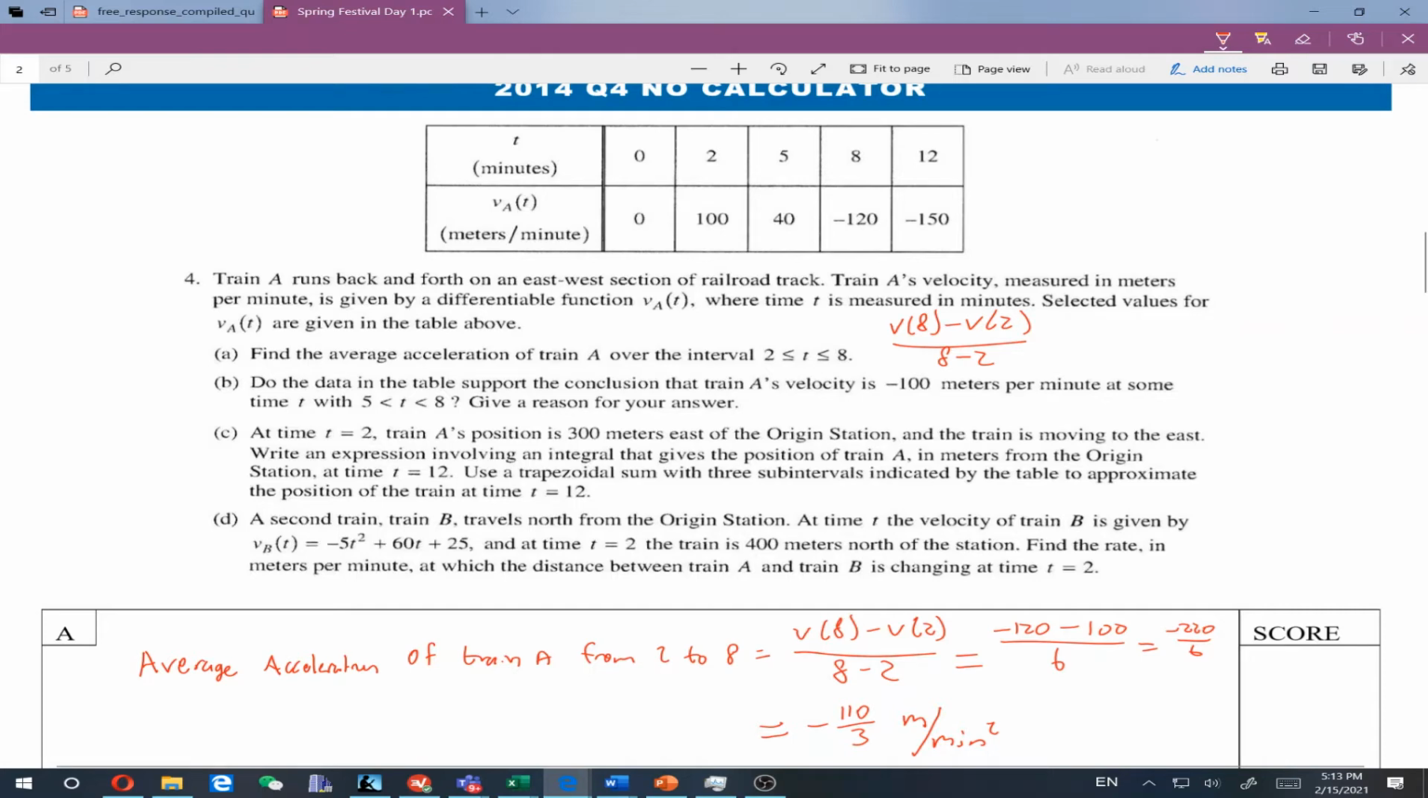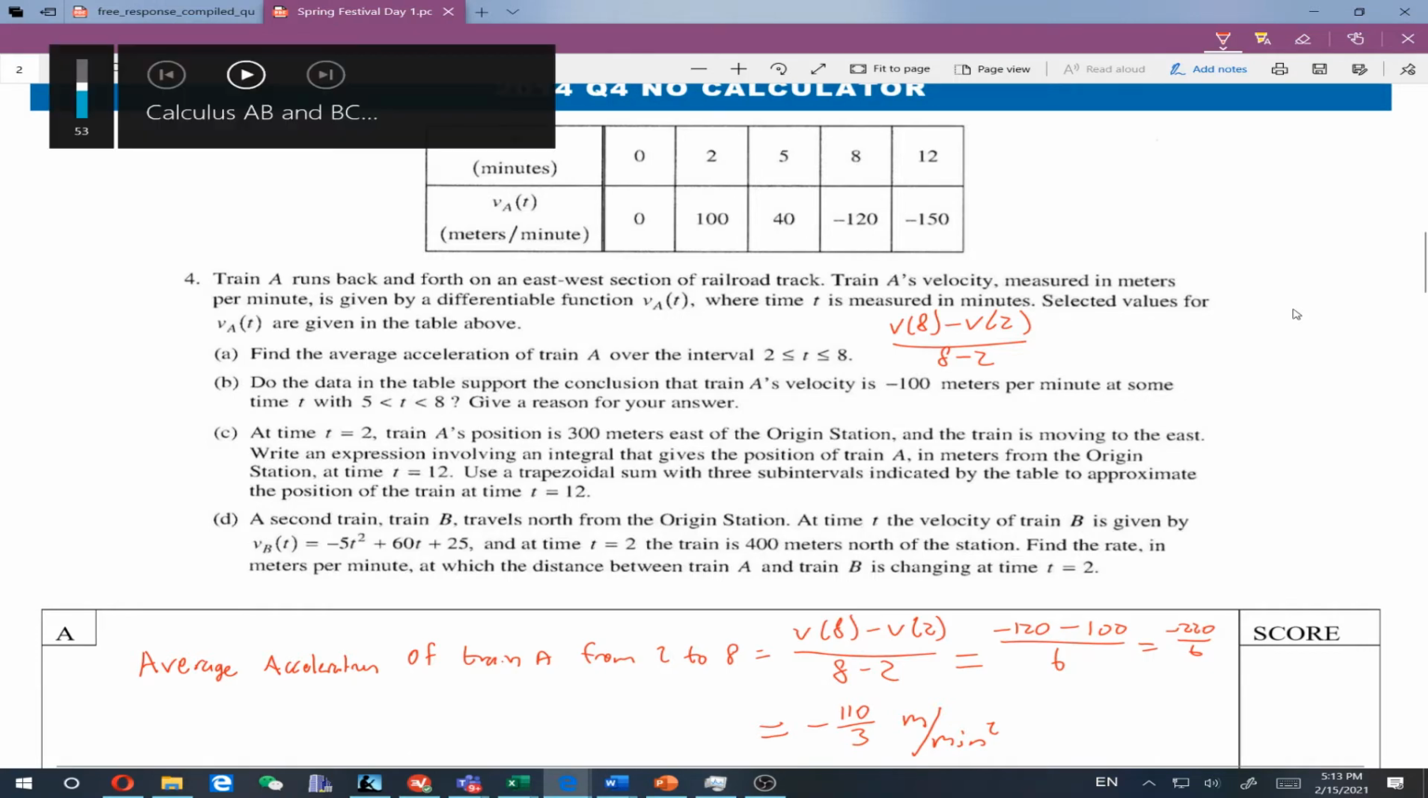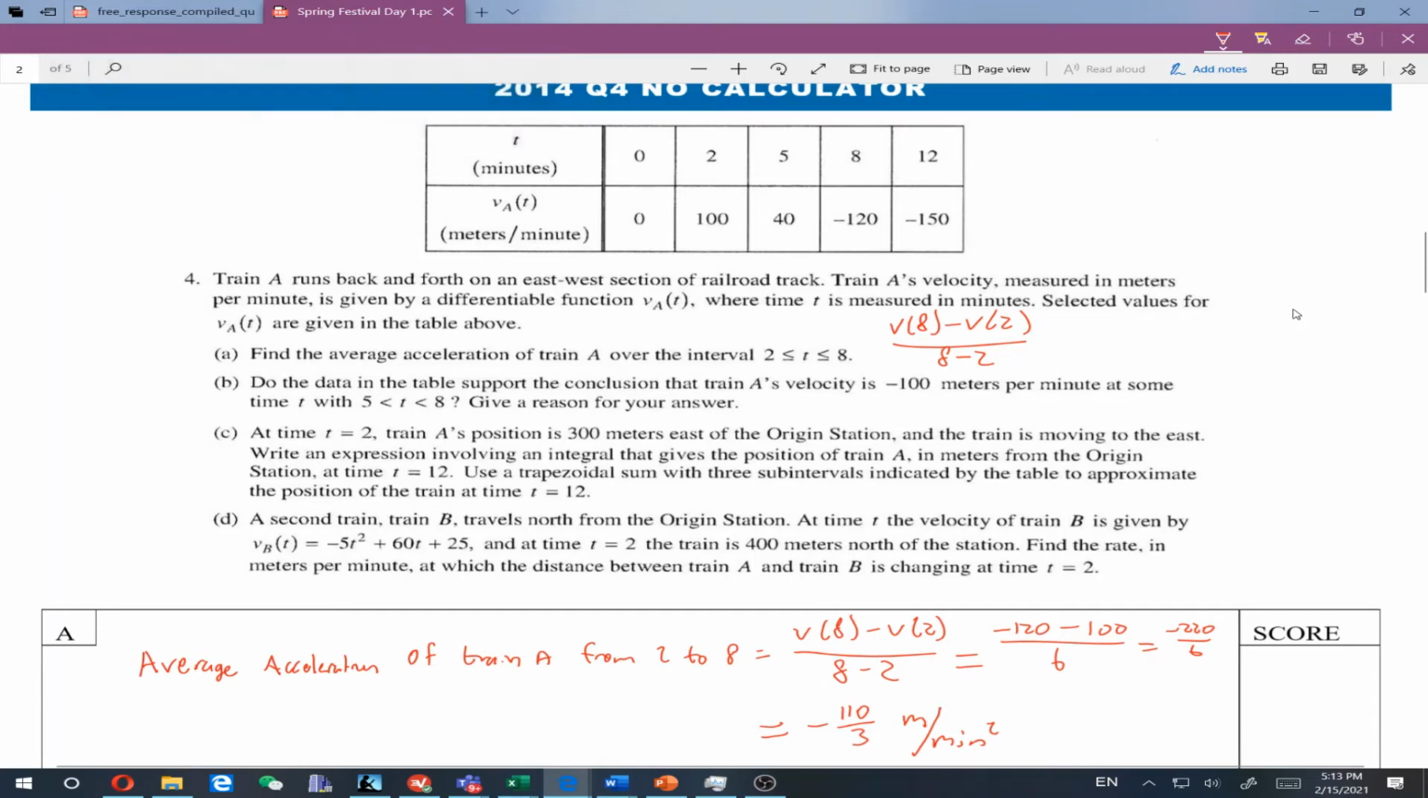Okay, so Sarah, we're on part B. I want to know, does train A's velocity at some point between minute 5 and minute 8 have to be negative 100 meters per minute? Yes or no, and why? Okay, yes, you're right. We just have a bunch of points though, so what told you that we had to pass through negative 100?